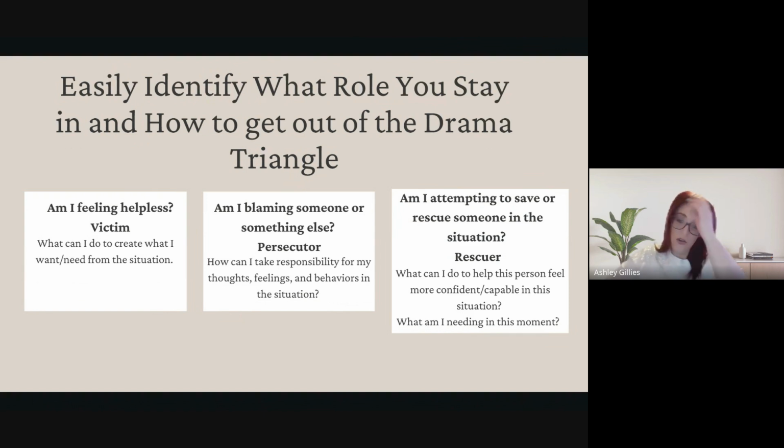Right off the bat, it just tells you you're a persecutor. How do you get out of it? How can I take responsibility for my thoughts, feelings, and behaviors in the situation? Okay. So for example, not only during that time was I the victim, I also would fall persecutor a lot of the time because I wasn't necessarily blaming my partner, but I was blaming the fact, well, if he wouldn't have gotten in that wreck, I wouldn't have been in this situation.